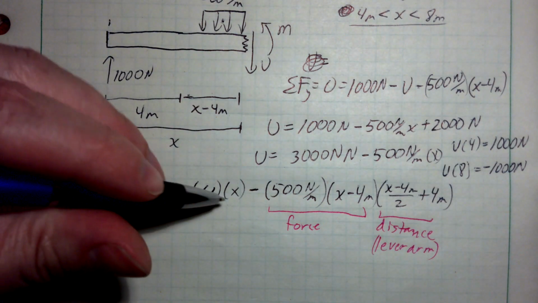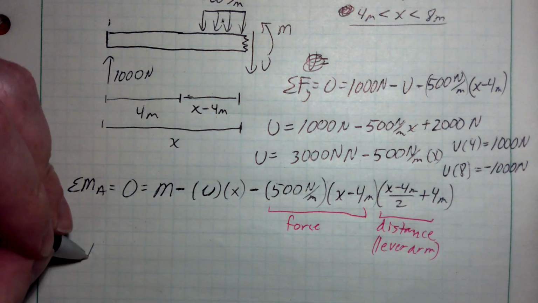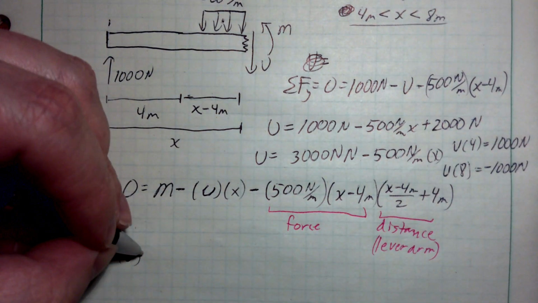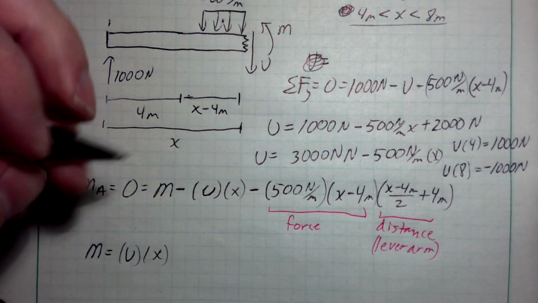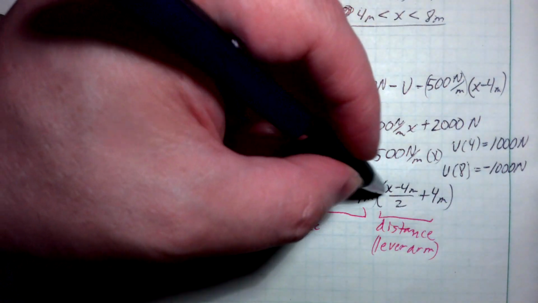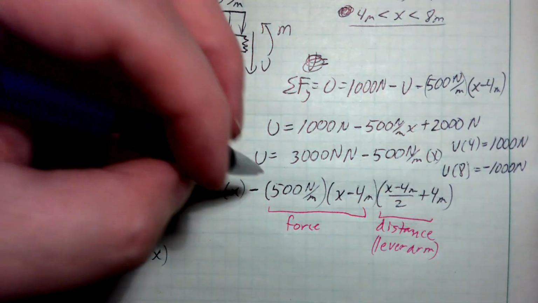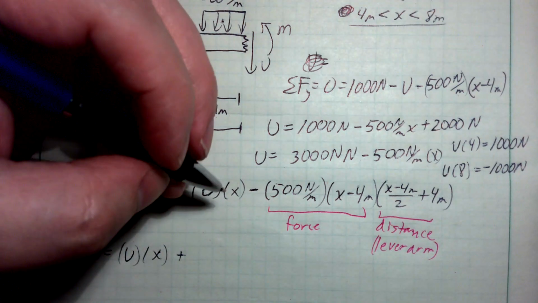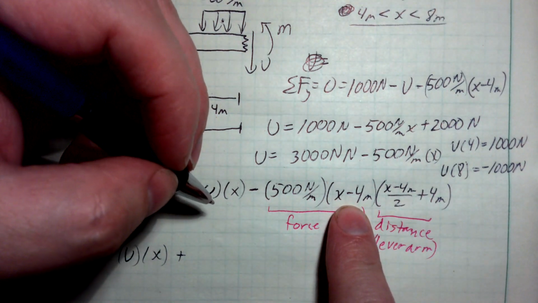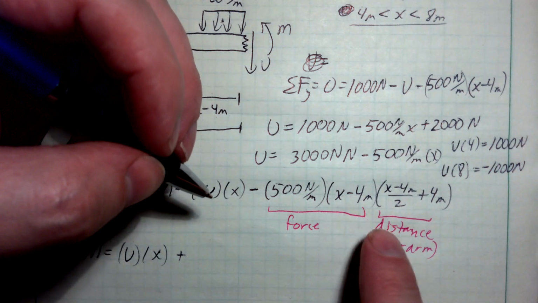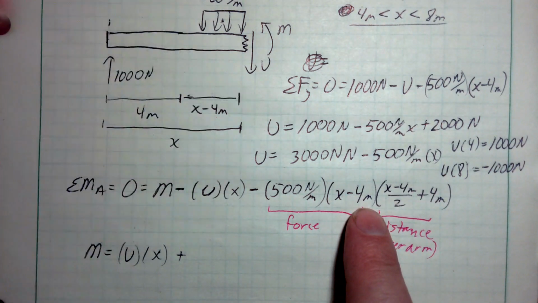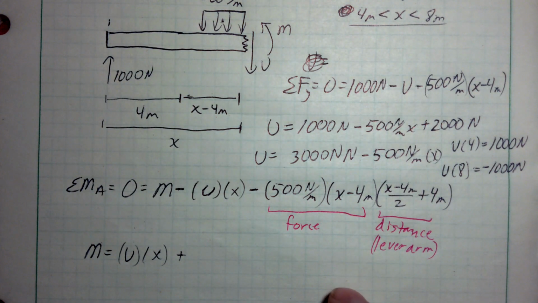Let's add both these to the other side of the equation. So my moment is going to equal shear times x. I'm going to go ahead and distribute this through. So I'm going to have a polynomial here, and it is what it is. So plus... Sorry. It's okay. Plus, let's see. I'm going to pause it here and make sure I do this right.